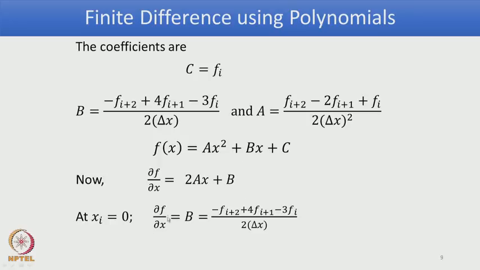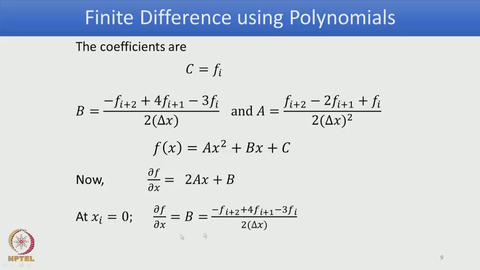So, dou f by dou x evaluated at I is the same as b, and that expression is here and is repeated here for the first derivative. Now, the question is how to know the order of accuracy in this scheme. We know from the Taylor series procedure how to obtain the order of accuracy.